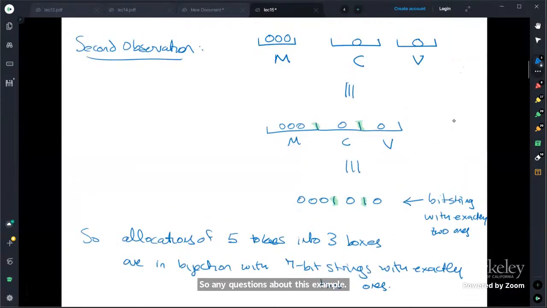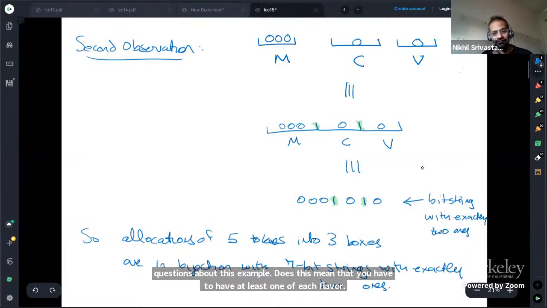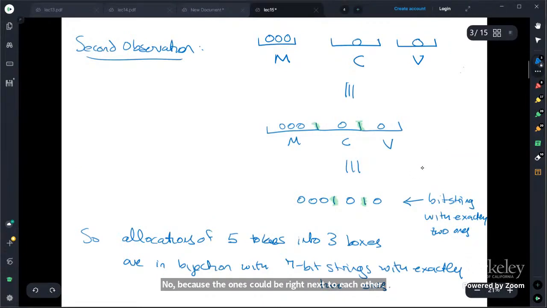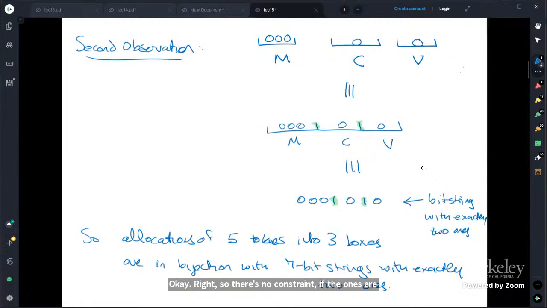Does this mean that you have to have at least one of each flavor? No, because the ones could be right next to each other. Oh, okay. So there's no constraint. If the ones are right next to each other, it means that one of the bins is empty. One of the boxes is empty.